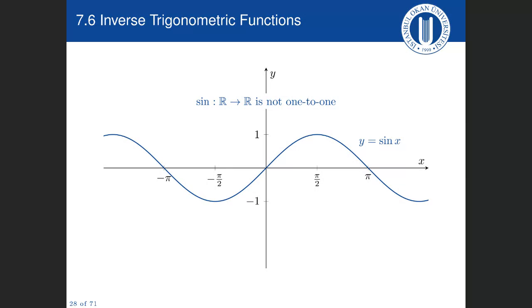First, let's talk about sine. Sine is not one-to-one. How do we know this? We know this because if we draw a horizontal line, the horizontal line is going to intersect the graph at more than one point.